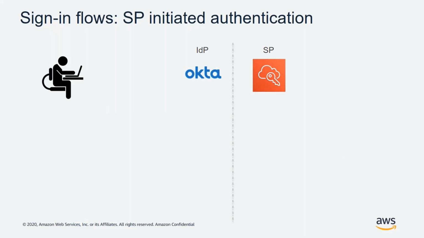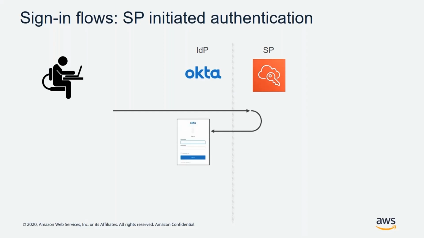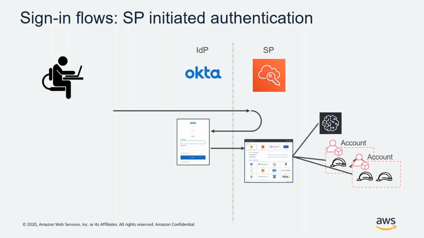Alternatively, the user might go to the SP first, in this case, AWS SSO. This model is called SP-initiated authentication. If the user has not yet authenticated to the IDP, AWS SSO redirects the user to the IDP where they sign in. The IDP then redirects the user back to AWS SSO, which presents the AWS SSO user portal. At that point, the user can navigate to the accounts, roles, and AWS SSO integrated apps.